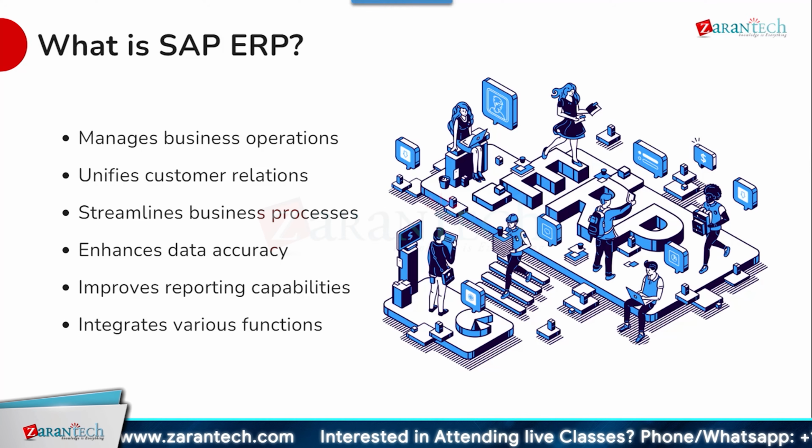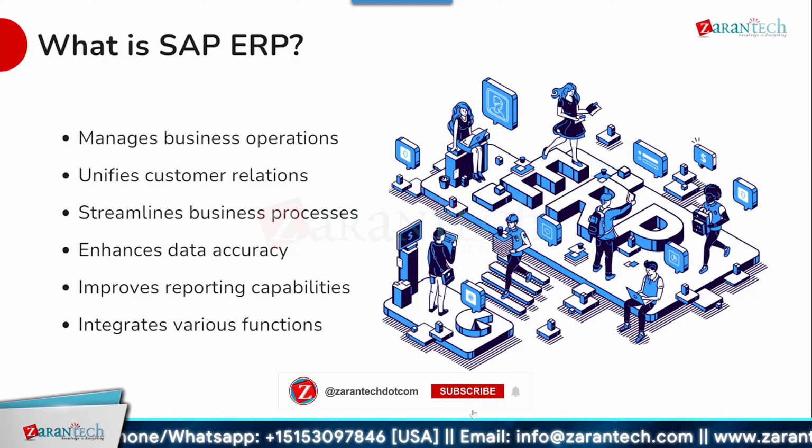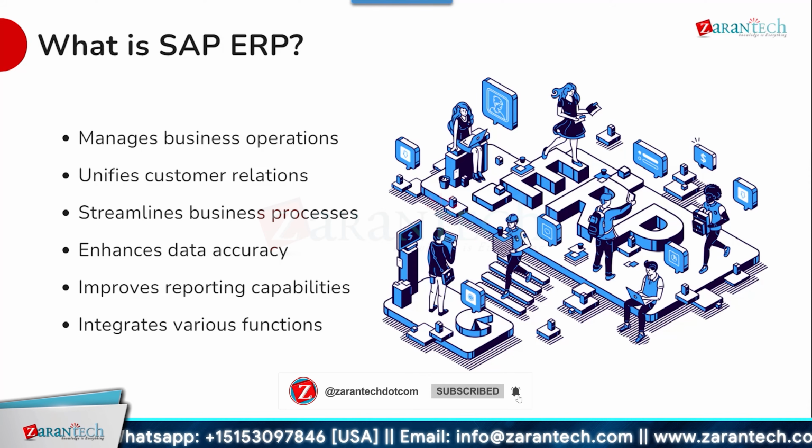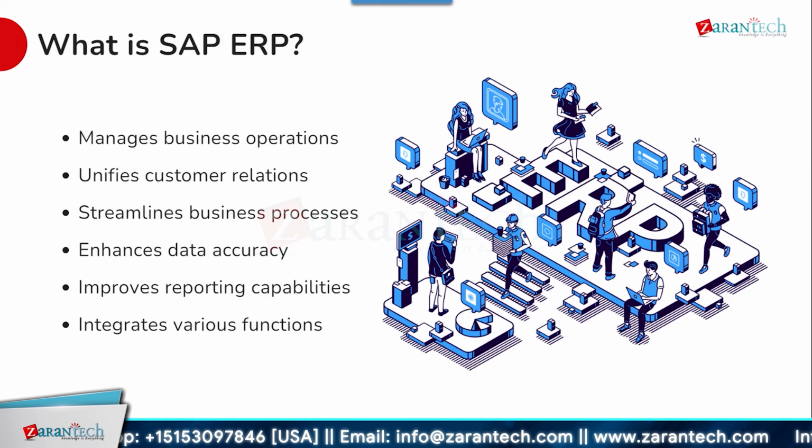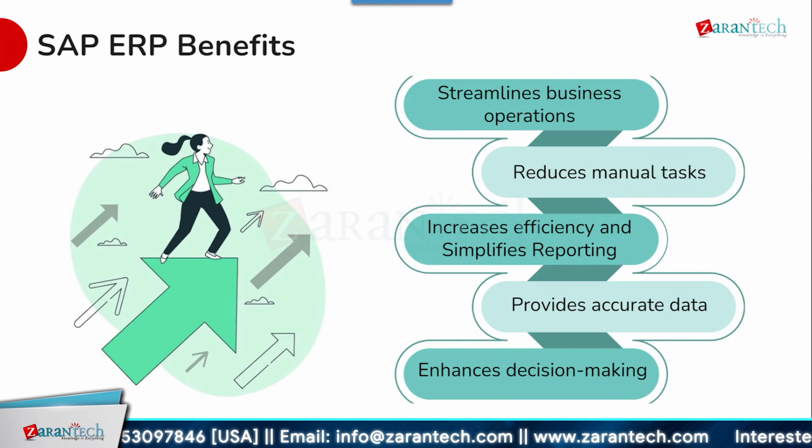So, overall, SAP ERP integrates various functions of your business, such as finance, human resources, and supply chain into a single and unified system. This integration ensures that all parts of your business work together harmoniously, leading to increased productivity and efficiency. Now, let us delve into the specific benefits that SAP ERP brings to organizations.